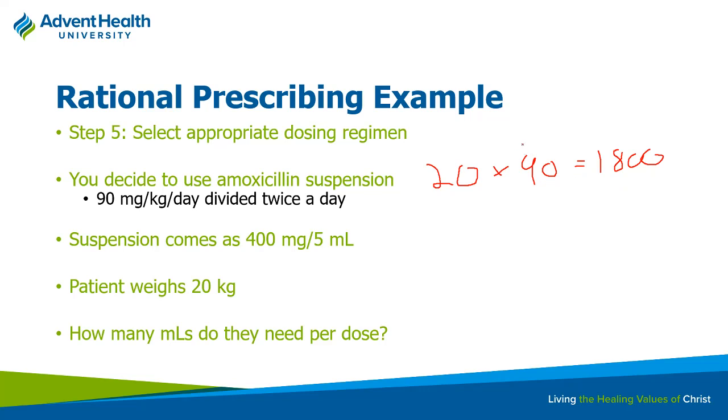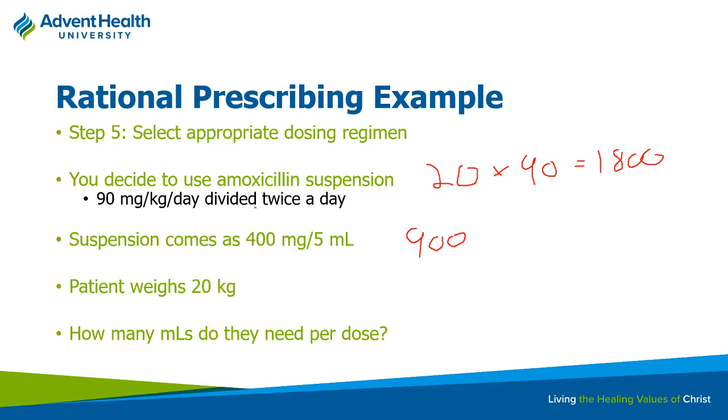So then I'm asking, okay, well, that's per day, but how many times am I giving it? There it says divided twice daily. So now what do I do? Divide by 2, right? So I'm going to get 900 milligrams per day, right? Or per dose, yeah, I'm sorry. See, even I can make mistakes sometimes. So we take 900 milligrams per dose, okay? Now what do I do?